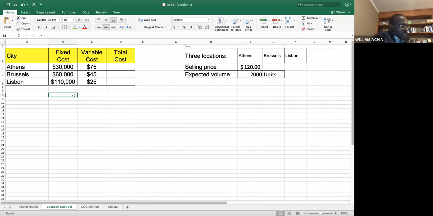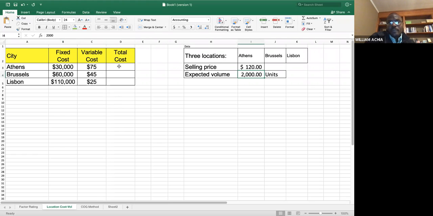It's a pretty straightforward, simple calculation where we have both fixed costs and a variable cost per unit. The location cost volume approach basically asks you to consider the location that results in the lowest total cost. Our expected volume for this new location is going to be 2,000 units, and that will be what we use to calculate our total cost.